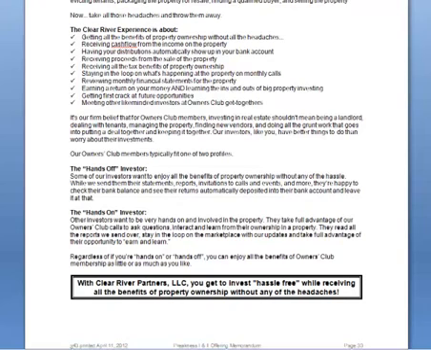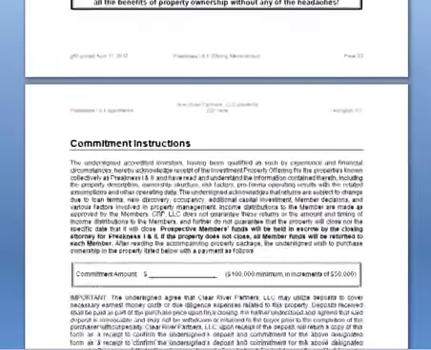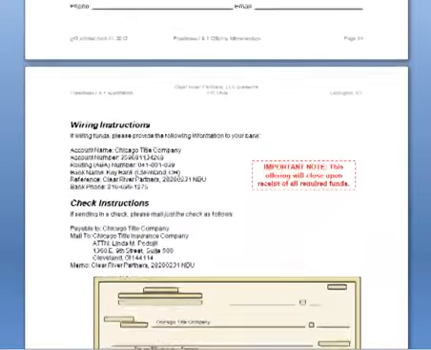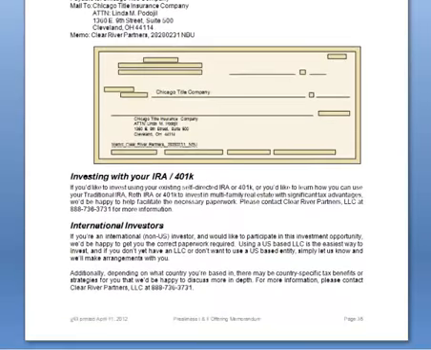Here we start getting into the commitment instructions. If you're not the promoter, this is not relevant, but as long as you have this information in there for your end buyer, he's going to look at you as having done him a huge favor. Wiring instructions, how to fill it out, if you're investing with your IRA, how to do it. Folks, that is all there is to this investment property offering template.